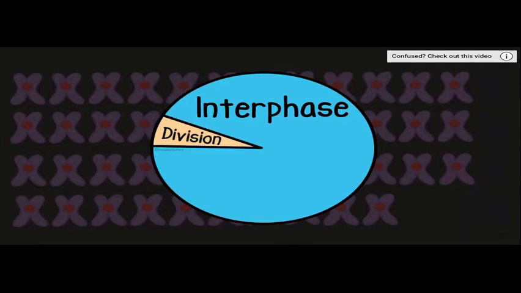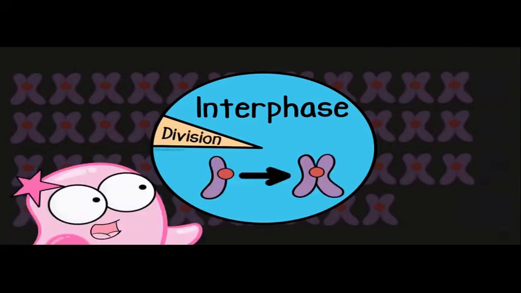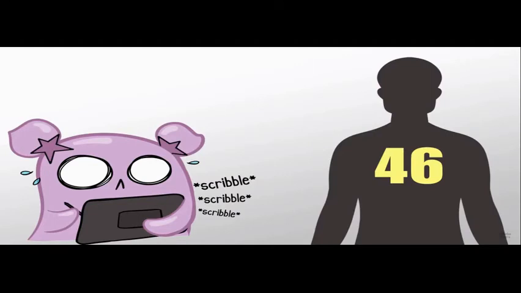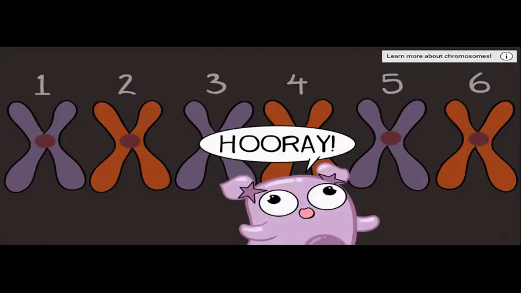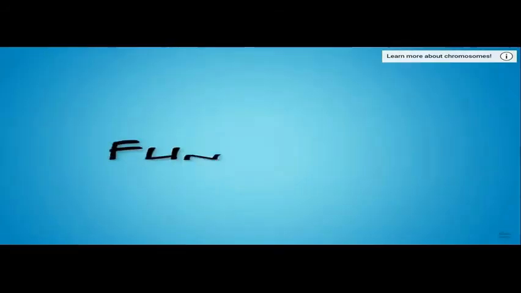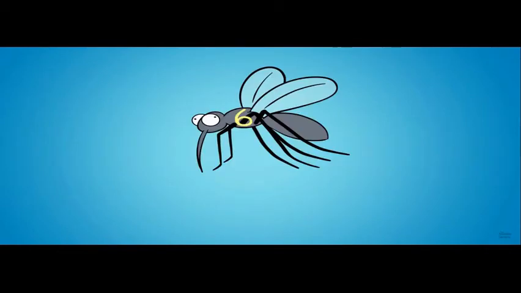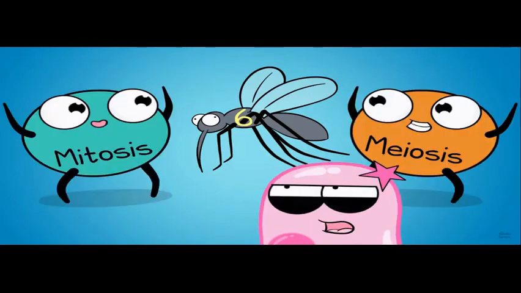Interphase isn't part of mitosis or meiosis, but it's a really important phase because it duplicates chromosomes before we get started. Just to point out, it's really hard to draw 46 chromosomes. We're going to use 6 chromosomes in our diagrams when we illustrate what's happening because it's much easier to draw and visualize. Oh, and just a fun fact, some insects have 6 chromosomes, like mosquitoes. Unfortunately, I'm not a fan of mosquitoes, but mosquitoes do both mitosis and meiosis.